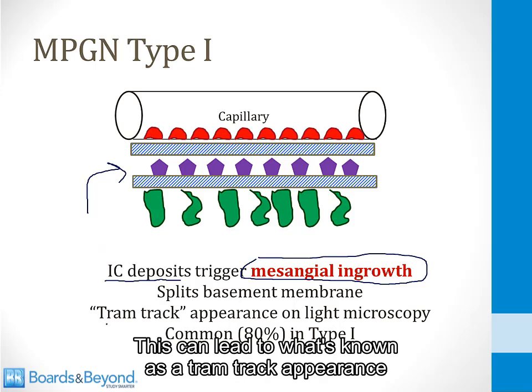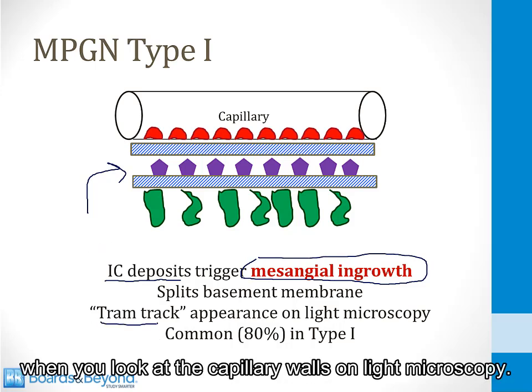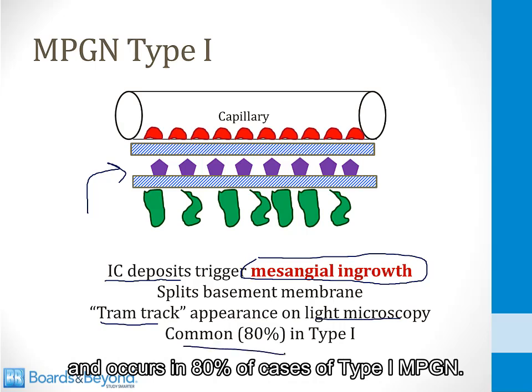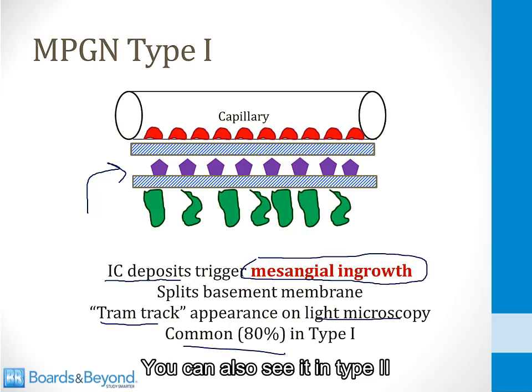This can lead to what's known as a tram track appearance when you look at the capillary walls on light microscopy. And this tram track appearance is very common and occurs in 80% of cases of type 1 MPGN. You can also see it in type 2, but it's much more common in type 1.